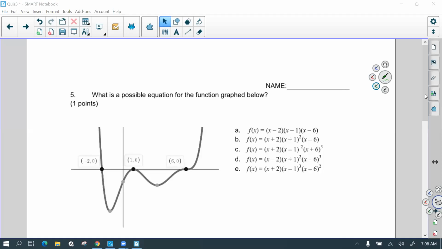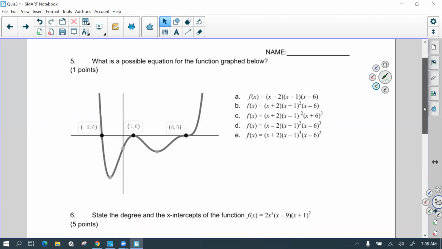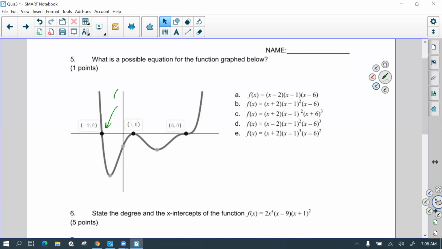Okay, I'm not sure what happened there, but here's number 5. You've got a 0 at -2, which means that x plus 2 is a factor. A 0 at 1, so x minus 1 is a factor, and here x minus 6 is a factor. Now, at -2 and +6, the polynomial passes through that point.